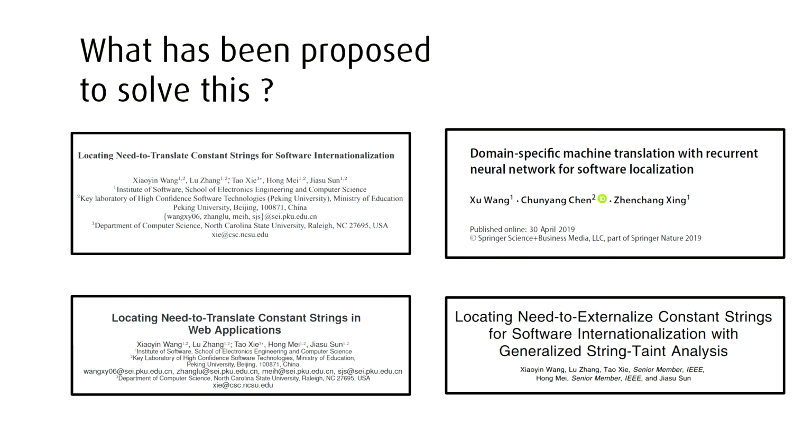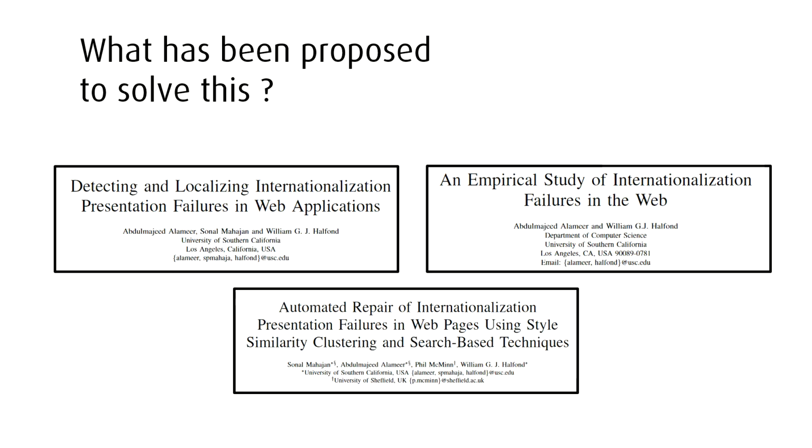What has been proposed to solve this? First, we have 3 papers that propose the automation of the detection of the need to translate strings for web apps and Java apps. We also have a fourth paper to translate the strings, but in offline mode, so the strings are translated but are not incorporated into the app. And we also have papers on the identification of internationalization presentation failures in web apps by Abdul Majid Alamir and Sonal Mahajan.